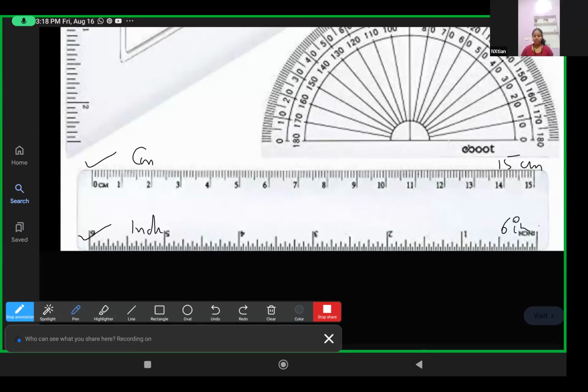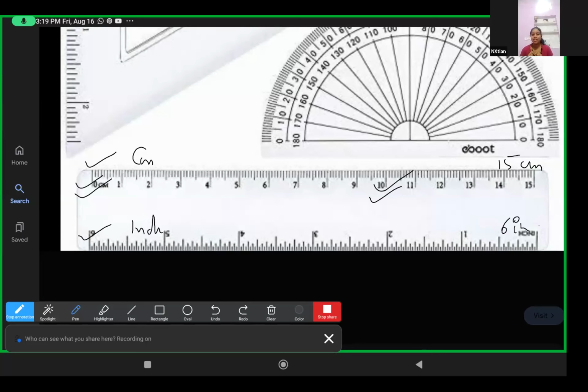So when you are measuring a line segment, you use a scale. What are its uses? To draw a line segment. If I told you, draw a line segment between 2 points, you will use the scale to make it. Then to draw a line segment equal to the length of a given line segment.